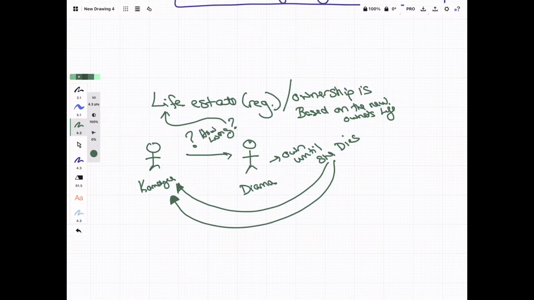I give a life estate to Diana. Diana now owns it. How long does she own it for? Until she dies. And when she dies, it goes back to me. We call Diana the life tenant. Even though she owns it, we call her the life tenant. Right? So we like that. We love that.